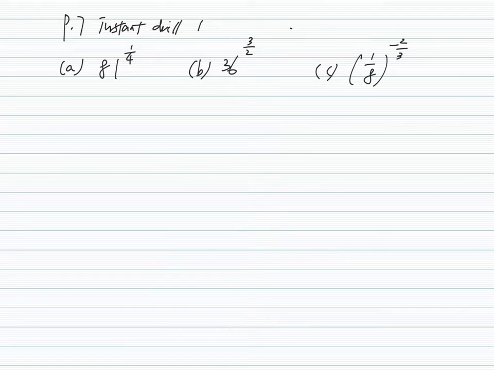Okay, so now we have gone through the quick check. Let's go on. The instant drill on page 7 at the bottom of the page. Part A. Without using a calculator, find the value of each of the following expressions. So again, without using a calculator, what we can do is convert the base to a smaller number. So 81 actually is 3 to the power of 4, like this.